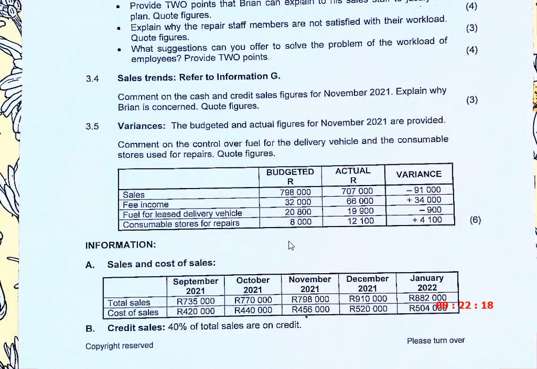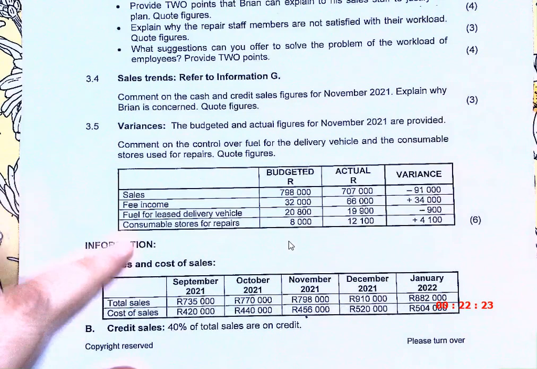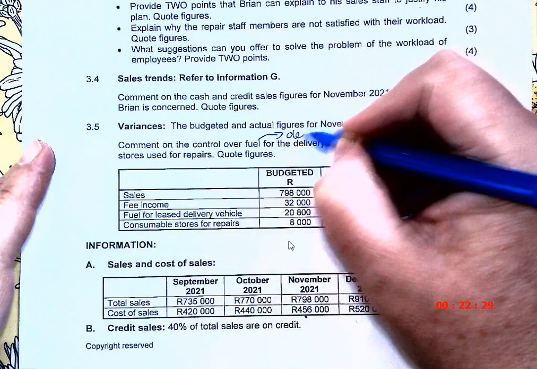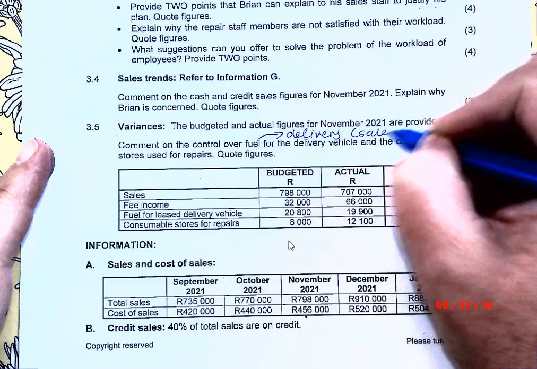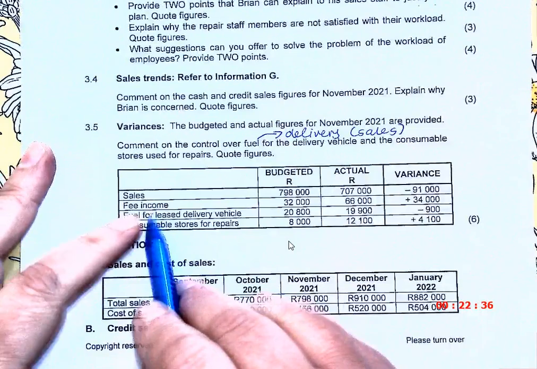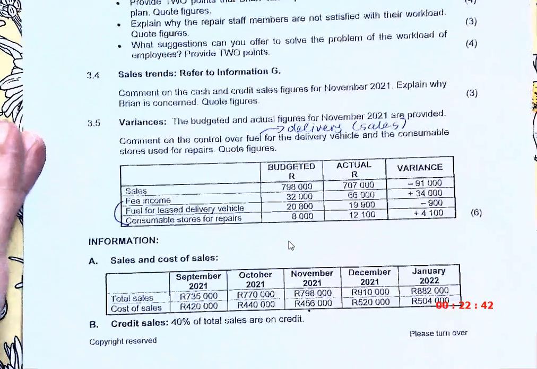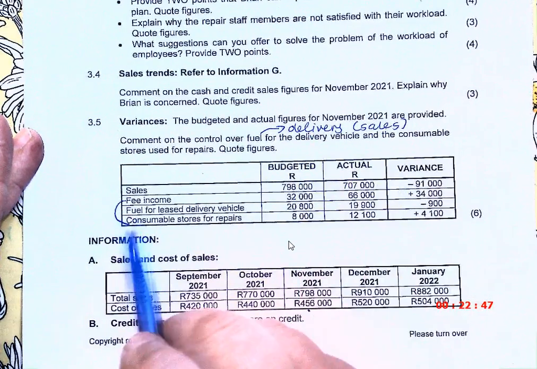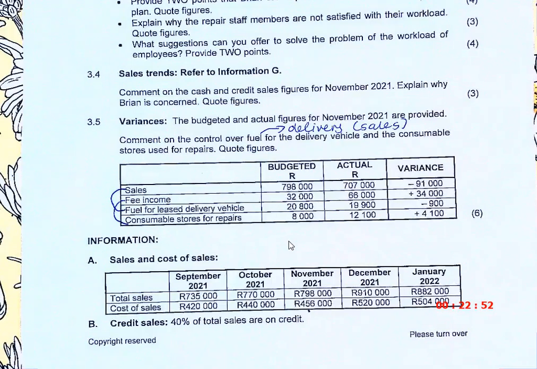So can you see, once again, it's about linking them? Your fuel, you're going to link to your deliveries. And if they don't give you deliveries, you will link it to your sales. Your fee income will be linked to the consumables. Can you see, they actually gave it to you like that? They didn't give you delivery costs, but they did give you sales. So you're going to link it like that. Okay? So, what are we going to do? No, write everything I just said.